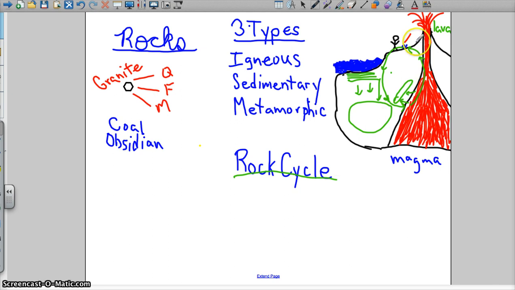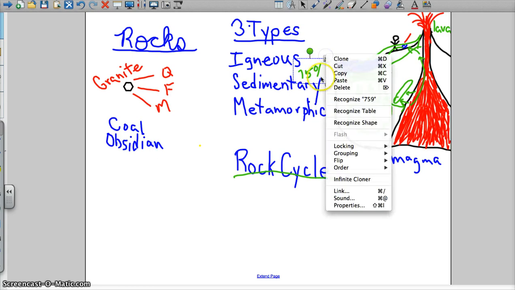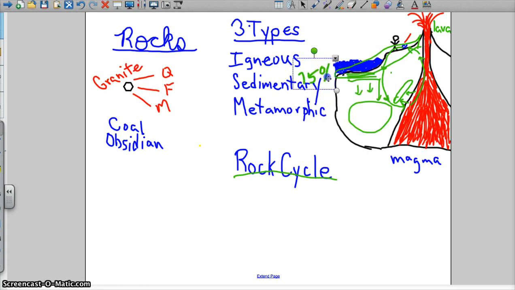Now, let's talk about percentages of all on the Earth's surface. I mean, like this area here. The Earth's surface is going to be about 75% sedimentary. About 75% sedimentary.